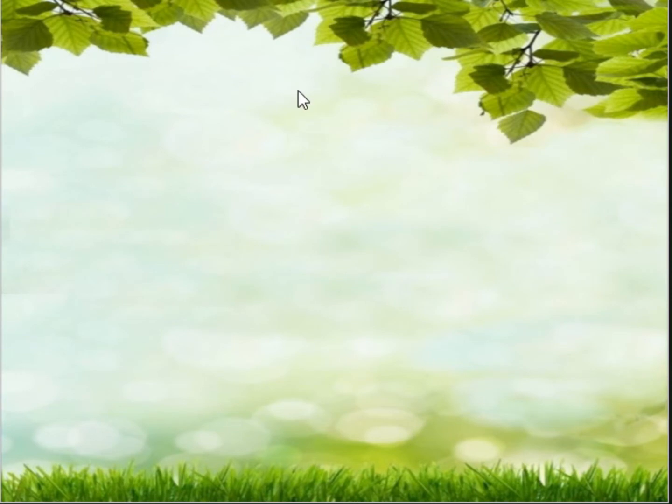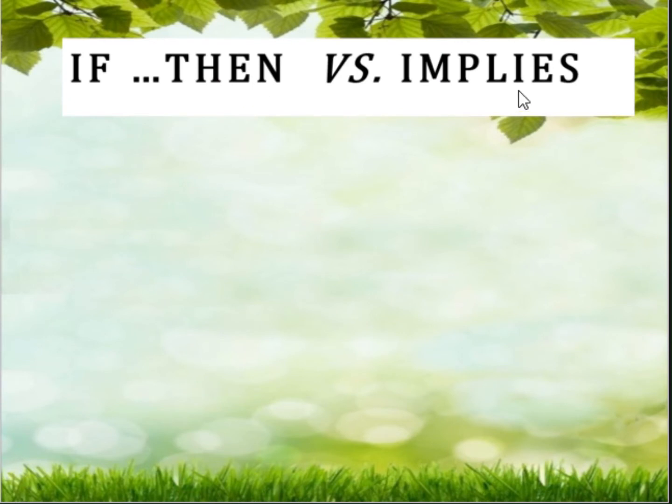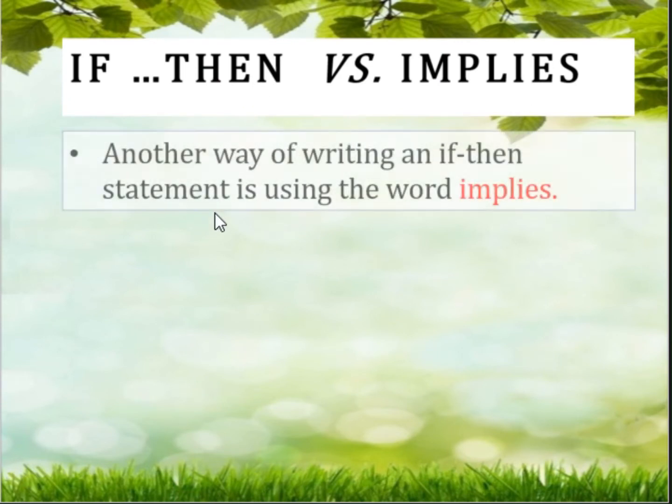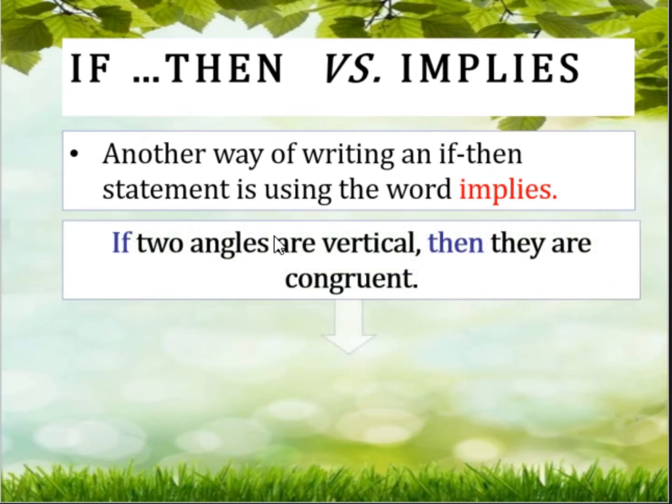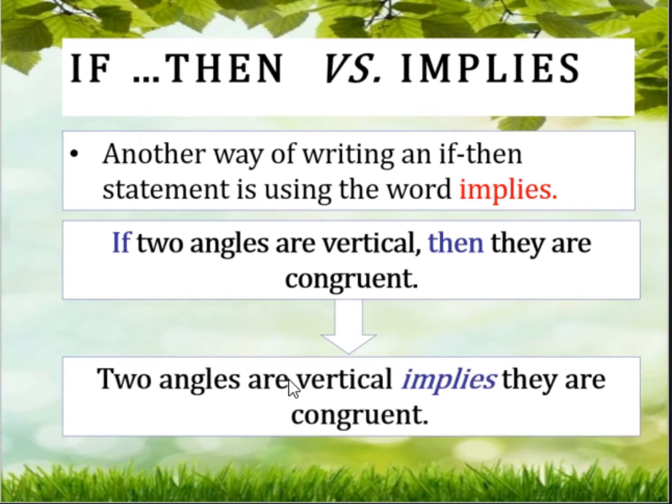Sa conditional statement, pwedeng hindi natin gamitin ang word na if then. Pwede rin itong palitan ng word na implies. Halimbawa nito ay sa statement na if two angles are vertical, then they are congruent. Dito sa sentence na to, tatanggalin natin yung word na if at yung word na then pero papalitan natin siya ng word na implies. So, ang mangyayari dun sa sentence natin pagka ginamit natin yung word na implies ay two angles are vertical implies they are congruent.